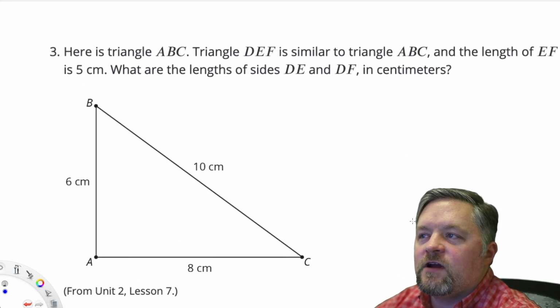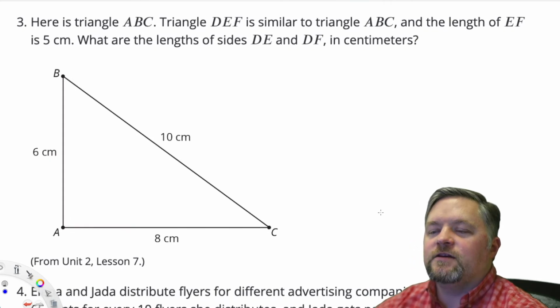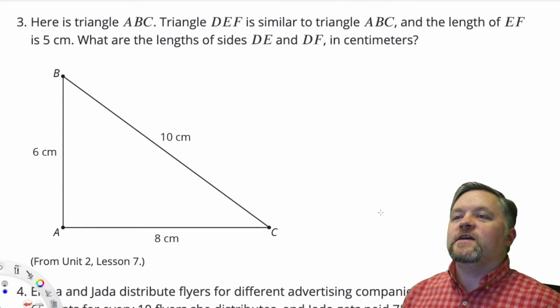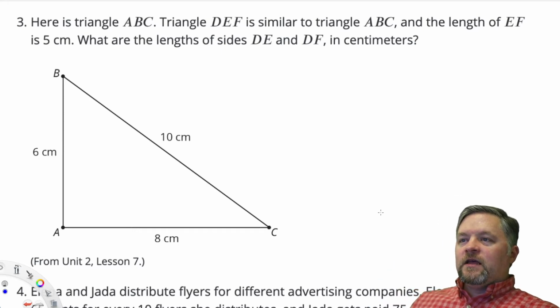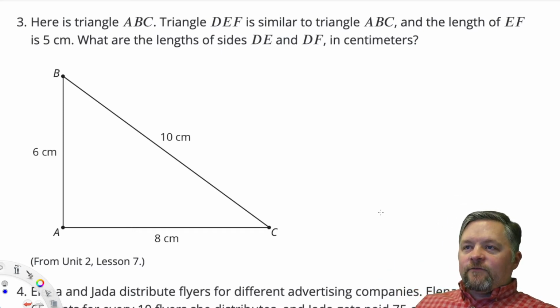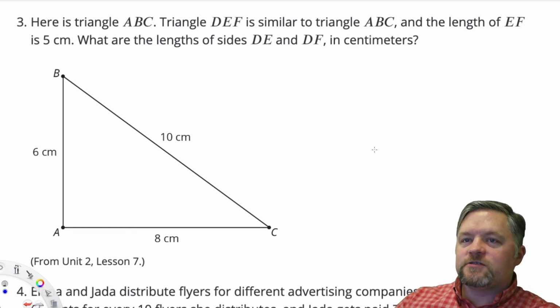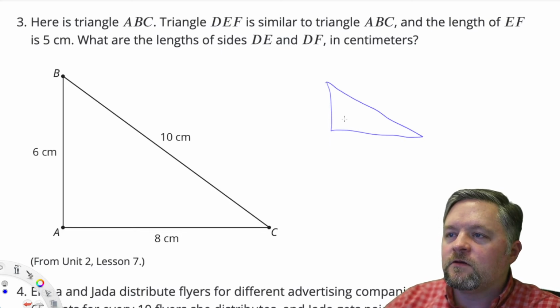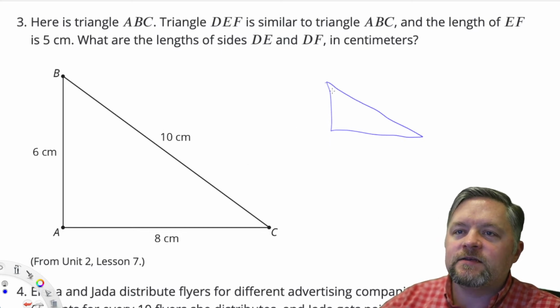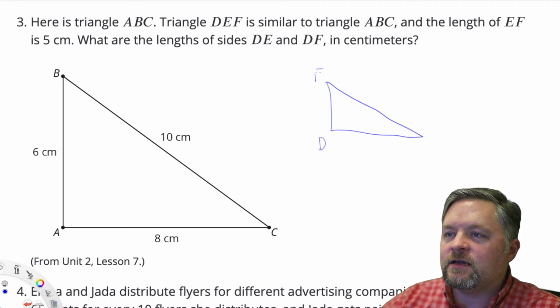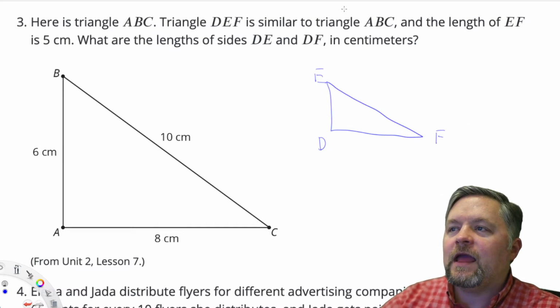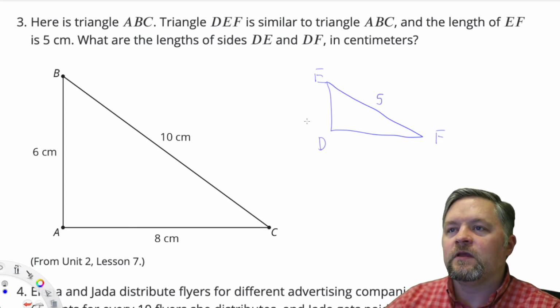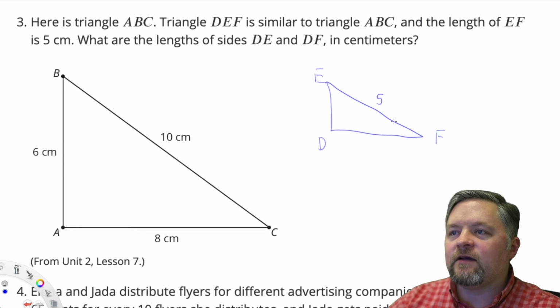Here is a triangle. Hooray for triangles. Here's triangle ABC. Triangle DEF is similar to ABC, and the length of EF is 5 centimeters. So ABC is similar to DEF, and we know EF is 5 centimeters. What are the lengths of DE and DF in centimeters?